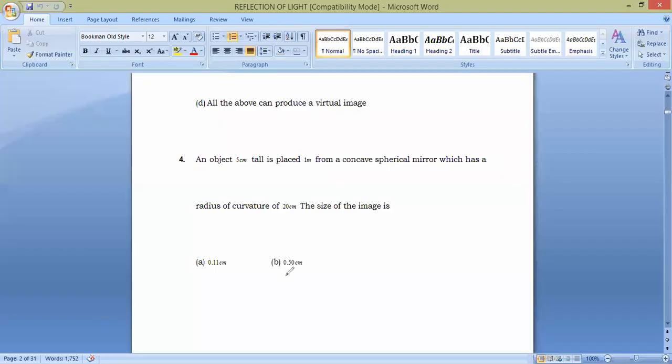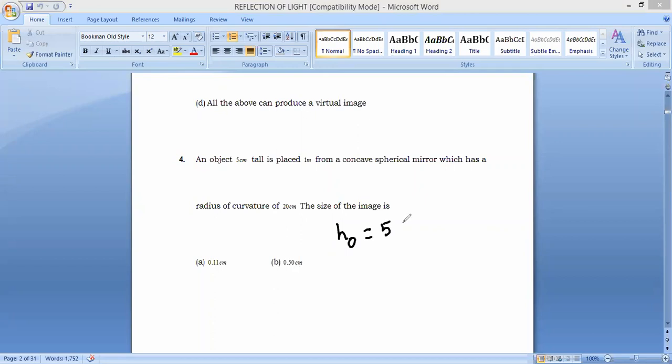An object 5 centimeter tall. That is the size of the object he gave. That is nothing but the height of the object. Height of the object, it is 5 centimeters.